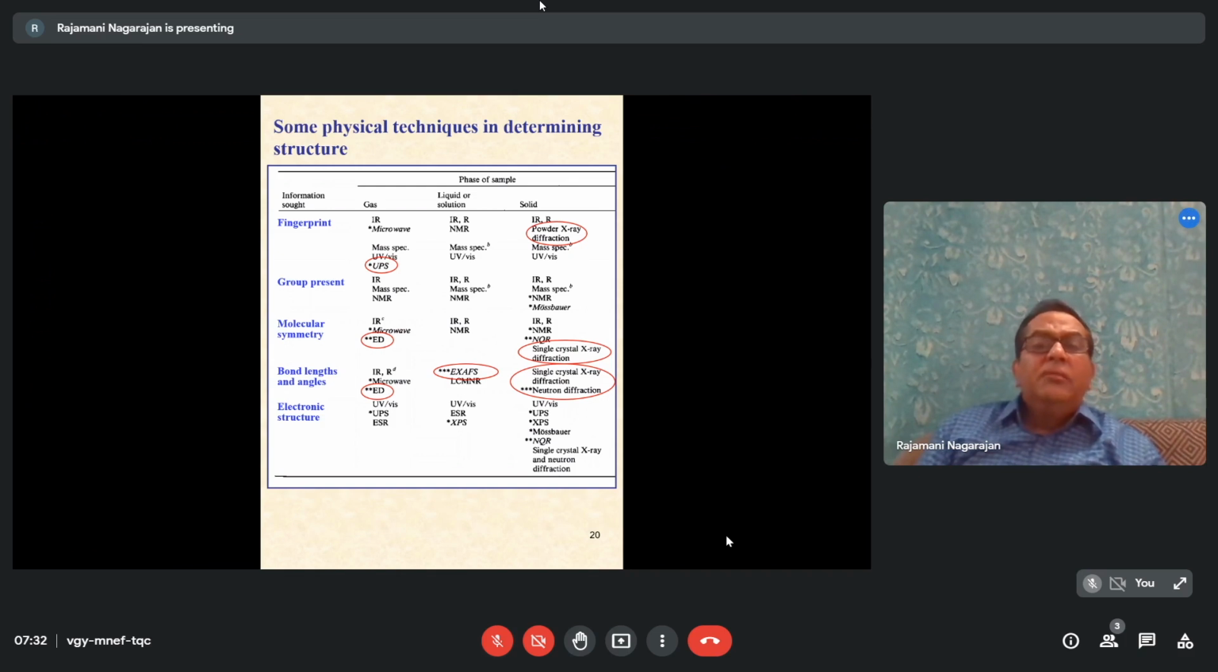So, if you want to understand the electronic structure of the solids, then UV visible spectroscopy is there. That means you can do the diffuse reflectance of your molecule in the solid form, and you can study the transitions that are present in that. You can study the optical band gap that is present in the molecule. A lot of things you can do. Ultraviolet photoelectron spectroscopy, UPS, you can do. X-ray photoelectron spectroscopy, XPS, you can do. Mossbauer, you can do. NQR, you can do. And single crystal X-ray and neutron diffraction. So all these techniques are going to give rise to the electronic structure of the solid.